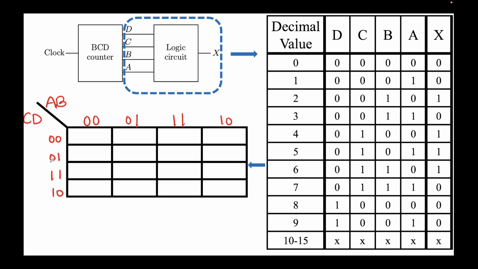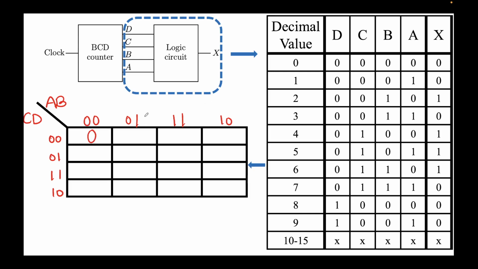Similarly, between second and third row, C changes from 0 to 1 but D remains 1. And in the rest of the cases, you can figure it out. Now we'll try to populate this K map using these values. So you see when D, C, A and B all are 0, X is 0. This means it's 0 here, right? When CD is 0 but BA is 0, 1.